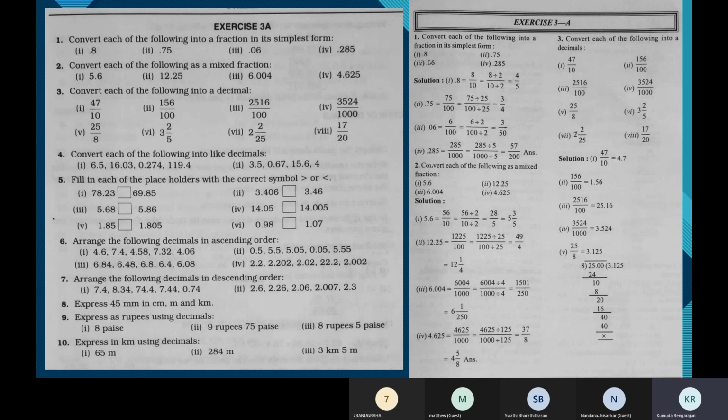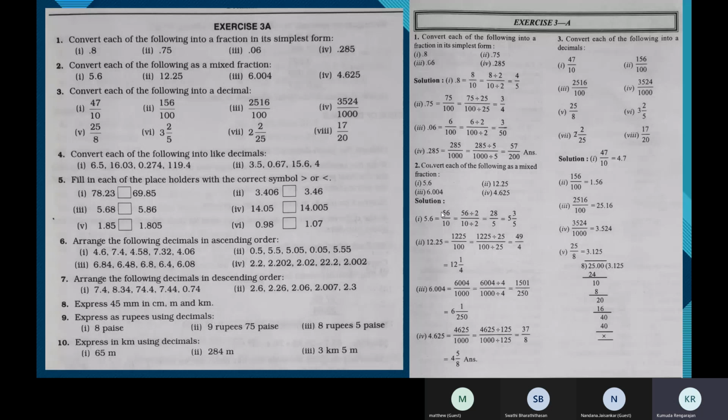Let me just help you like this. The answer for the first one, 0.8. 0.8 is 4 by 5. Got that? Yes, ma'am. Correct, ma'am. Second one, 3 by 4. Yes, ma'am. Others? 3 by 50 and 57 by 200. Any questions here in the first answers? Please tell me, I'll explain it. No, ma'am.